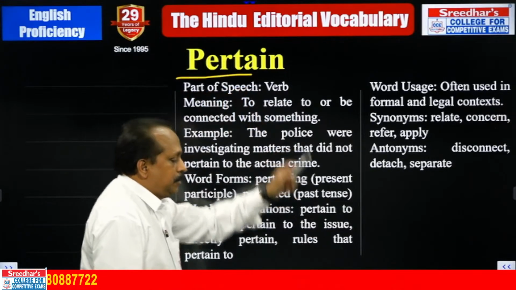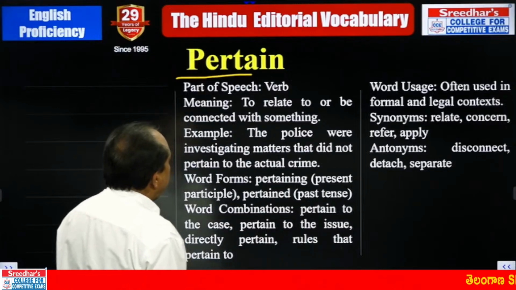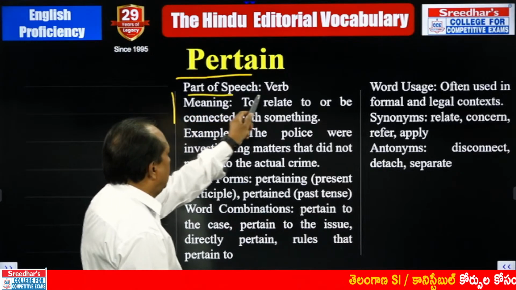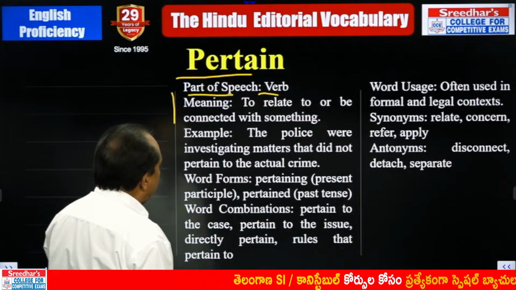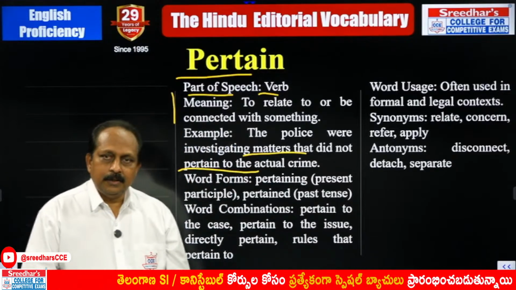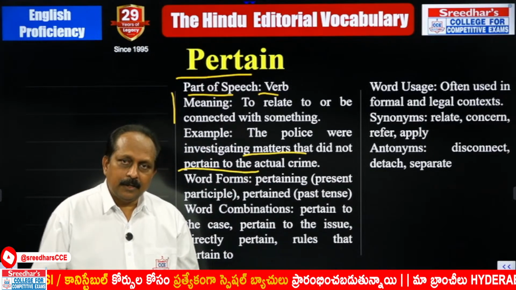Pertain. Pertain means what? Relate to. Part of speech: verb. Meaning: to relate to or be connected with something. Part of speech, a regular verb. Example: The police were investigating matters that did not pertain to the actual crime. The police are supposed to touch whatever goes with a particular crime, but instead of that, they're touching other dimensions.